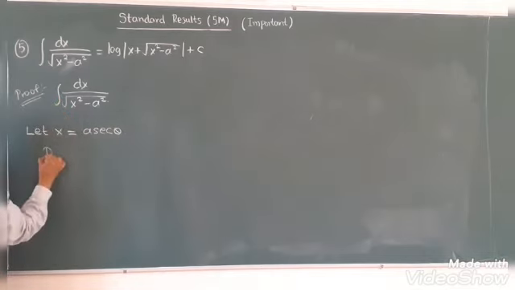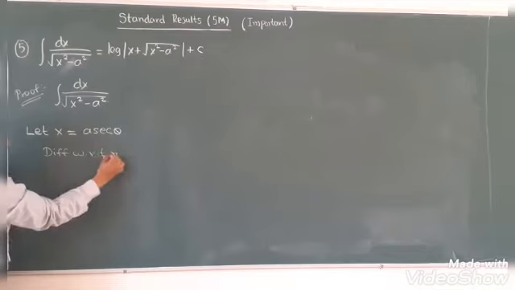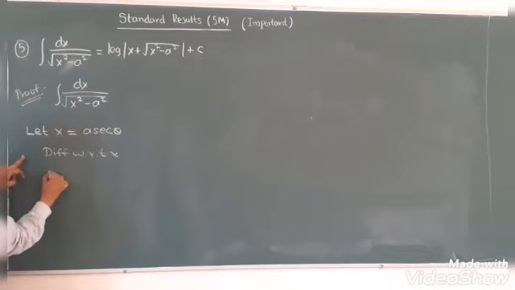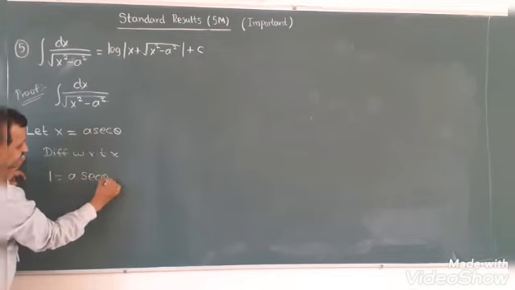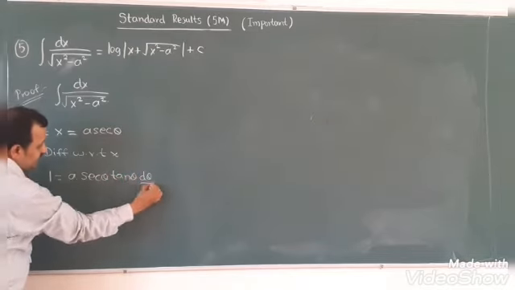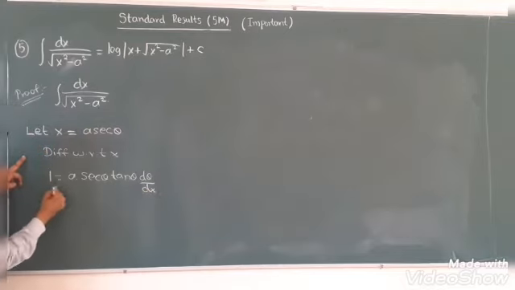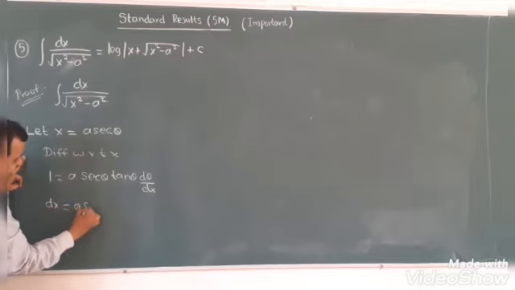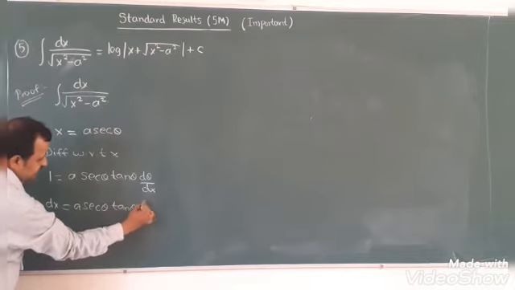Dx means differentiate both sides with respect to x. So what is the differentiation of x? 1 is equal to a into, what is the differentiation of secant theta? It is secant theta into tan theta d theta divided by, here I can say dx. This dx I am shifting to the other side. What you will get? Dx is equal to a secant theta into tan theta d theta.